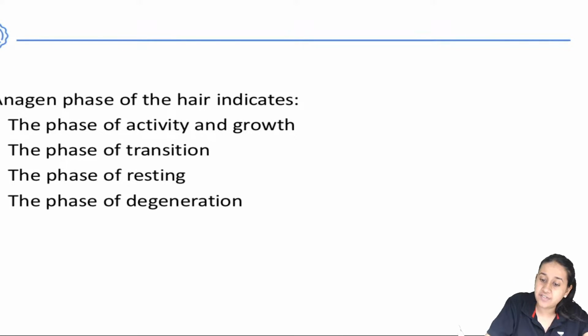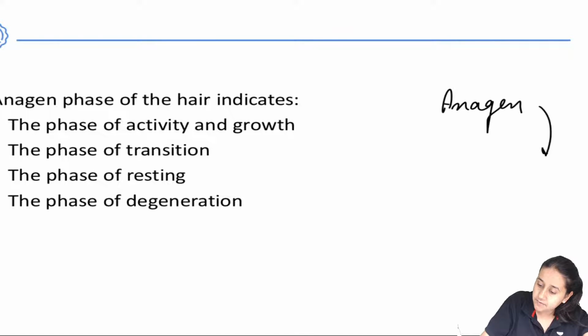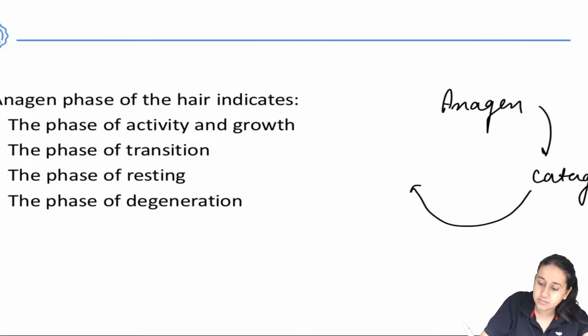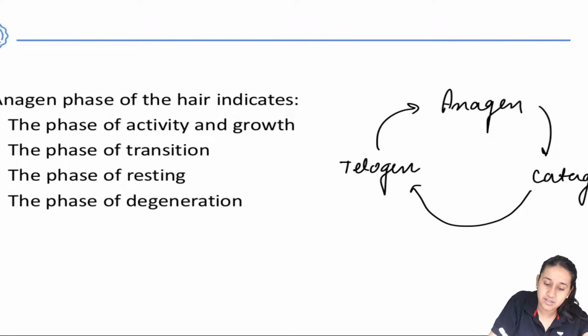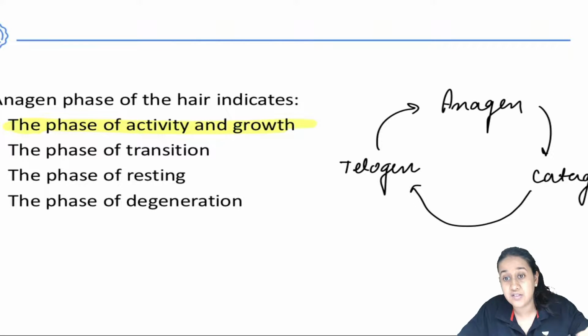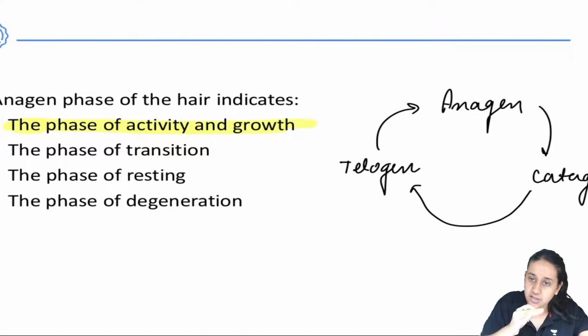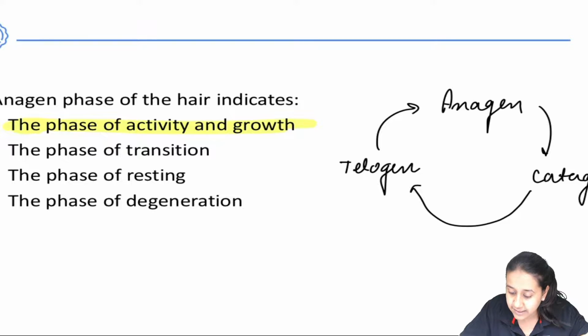We have three phases. We have anagen, which is the growth phase. We have catagen, which is the phase of degeneration or catabolism. We have telogen, which is the phase of resting. So that is the hair cycle. The correct answer of the question is that it is a phase of activity and growth. The duration of the anagen phase decides the length of your hair. It is the duration of the anagen phase which decides the length of your hair.